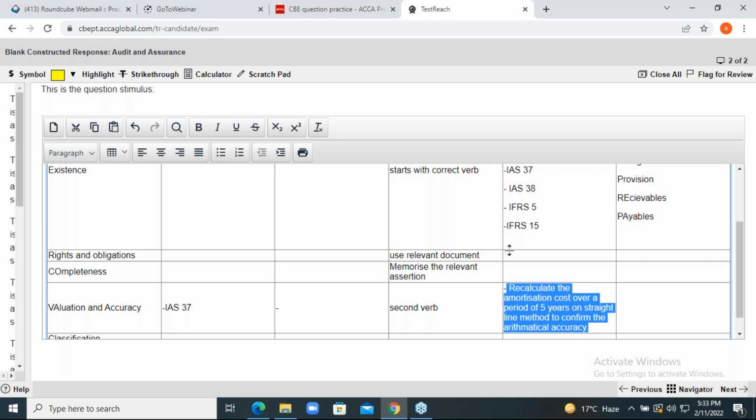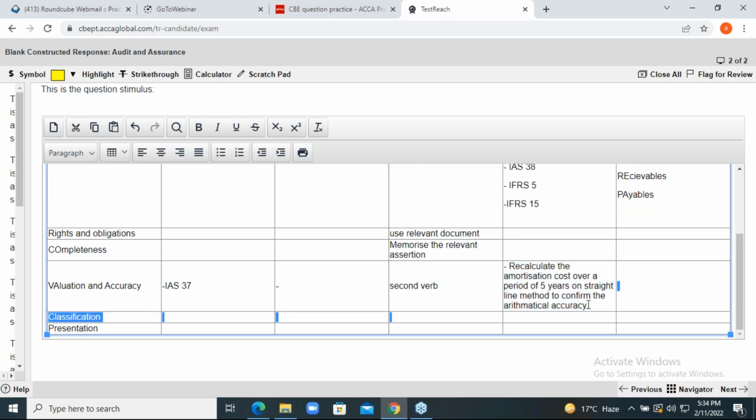Now what if you have not memorized the generic procedures? Then it will be very difficult. You will have to think of the action verb in the exam, whether to recalculate or whether to go for inspection, or how you are going to use the document. You can see there are no documents involved, and the assertion is accuracy. Now if you are aware or you have partially memorized these procedures, you can easily write them.